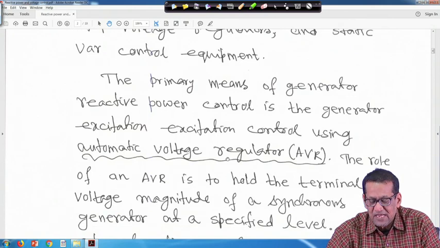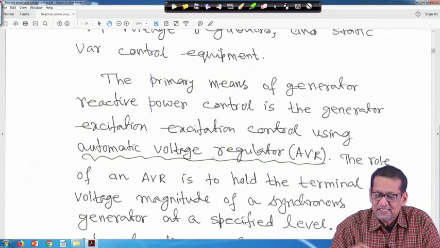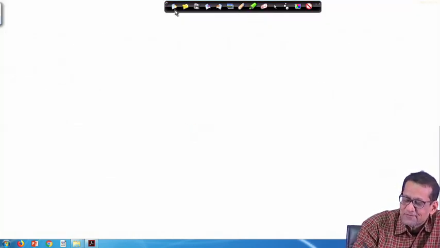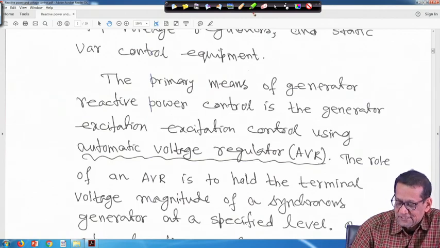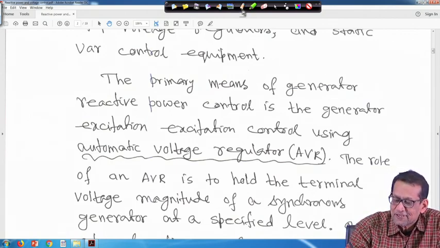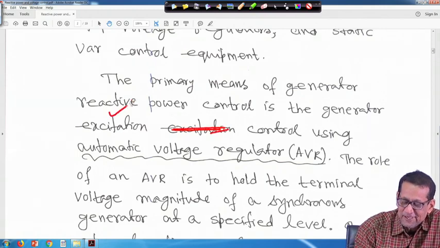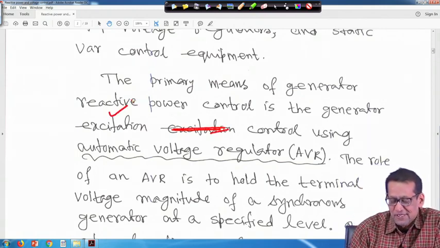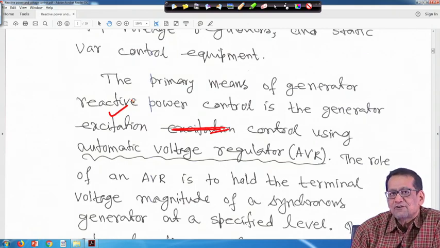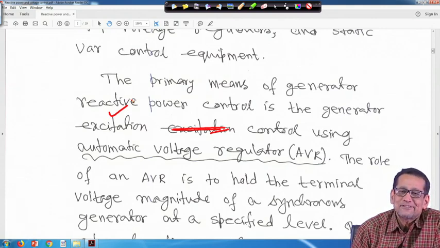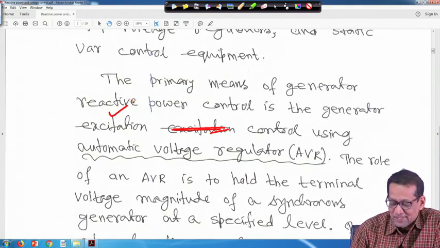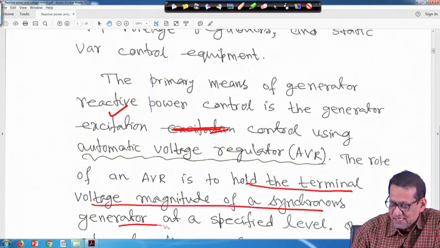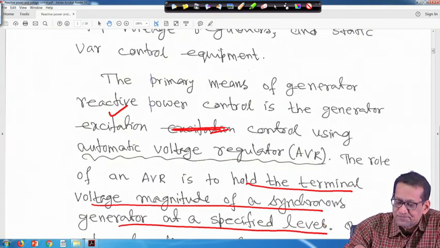The primary means of generator reactive power control is the generator excitation. Excitation control uses an automatic voltage regulator, AVR in short. We have seen a little bit of the AVR transfer function in synchronous machine modeling. The role of an AVR is to hold the terminal voltage magnitude of a synchronous generator at a specified level.